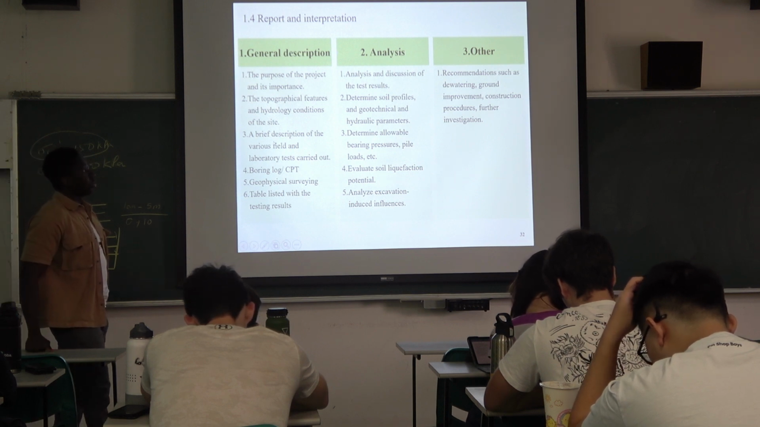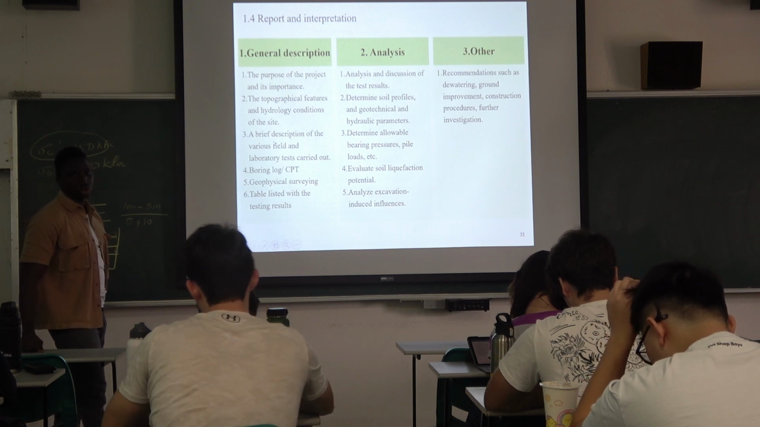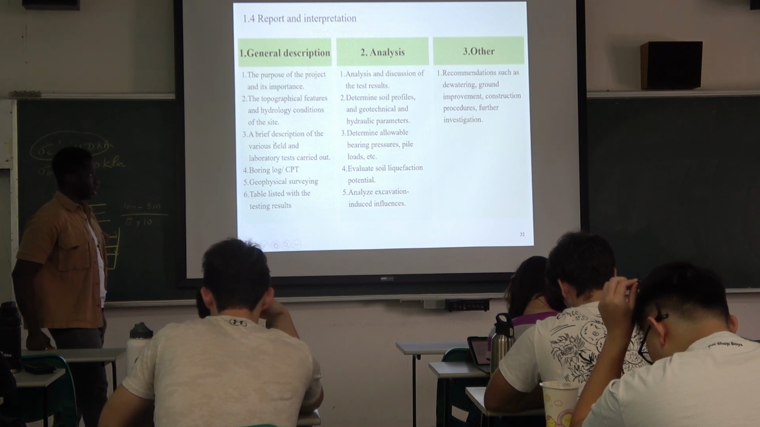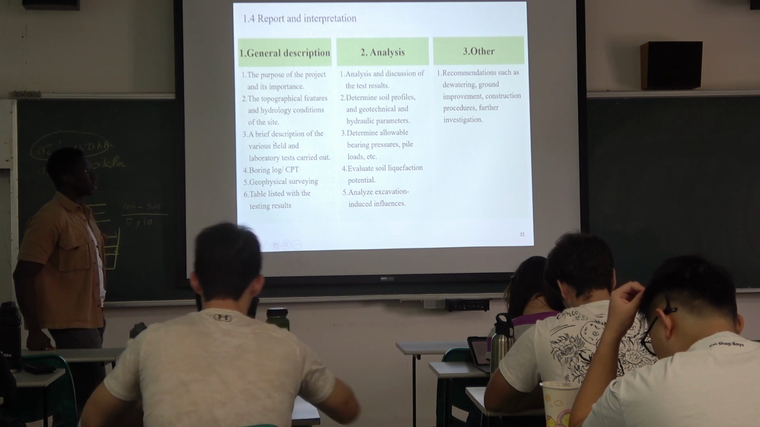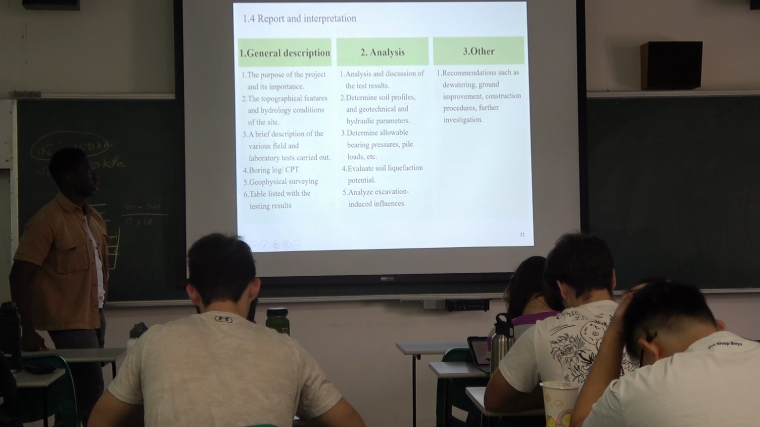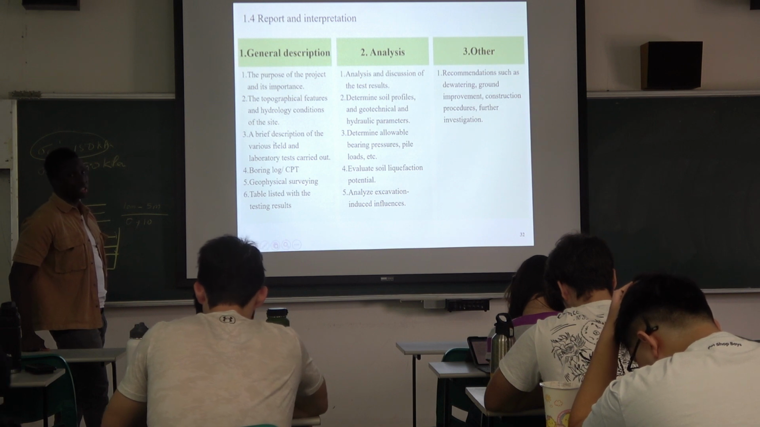And then ground improvement. If the soil condition is not good enough, they can use some techniques to improve the condition of the ground or the soil. Depending on the soil condition, you can also make suggestions as to the construction procedures. What construction procedure will be most ideal for this site?